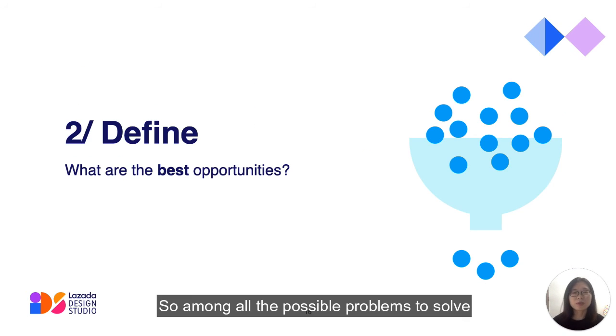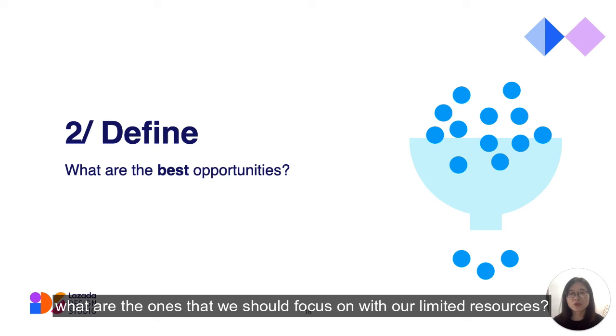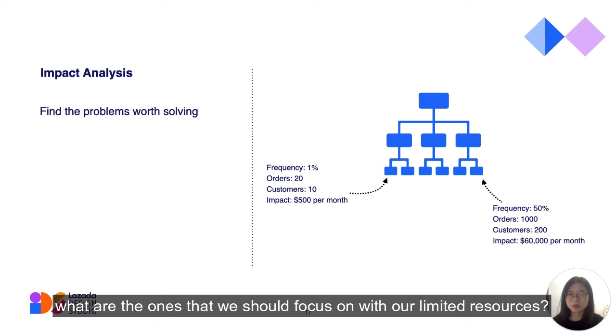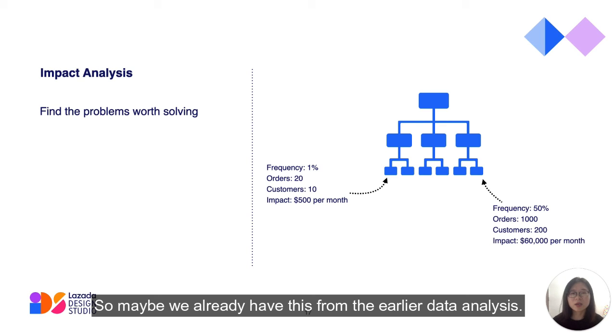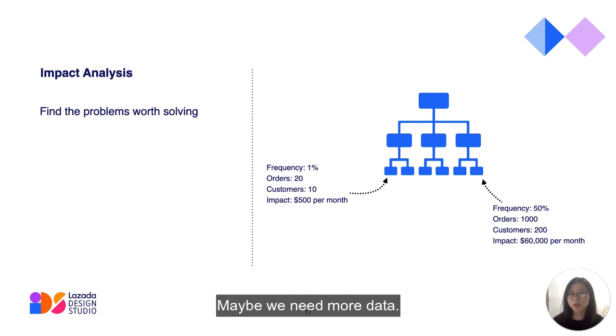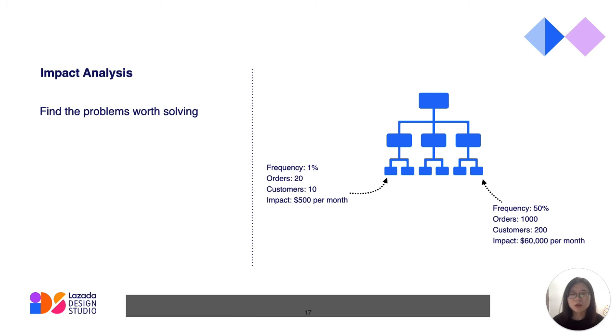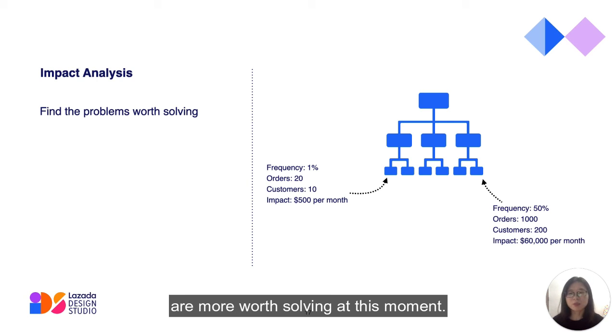Now we have a list of possible opportunities, and that leads to our next step. Among all the possible problems to solve, what are the ones that we should focus on with our limited resources? There comes the impact analysis. Maybe we already have this from the earlier data analysis. Maybe we need more data. But the goal is to be able to tell which problems are more severe, whether it's in terms of customers affected, orders affected, or financial impact. By that comparison, we would know what problems are more worth solving at this moment.